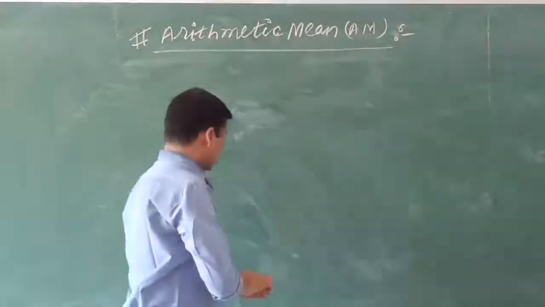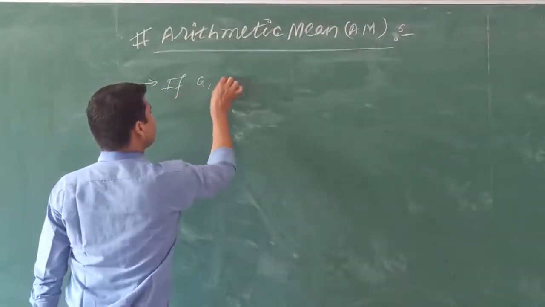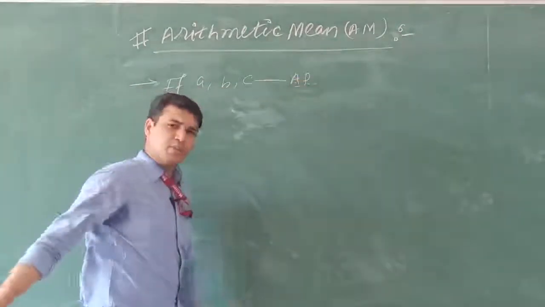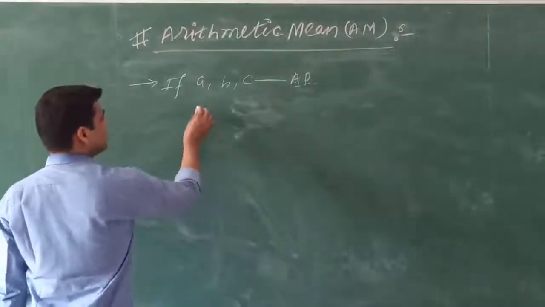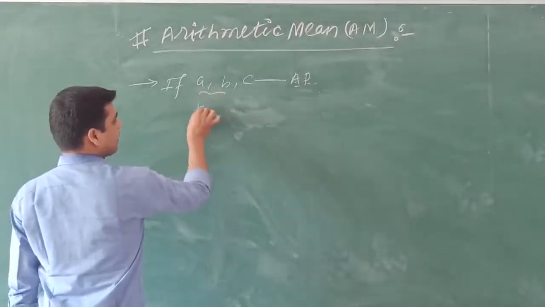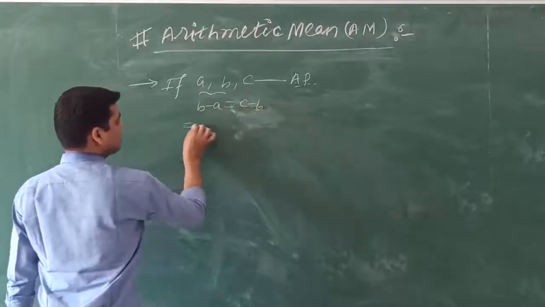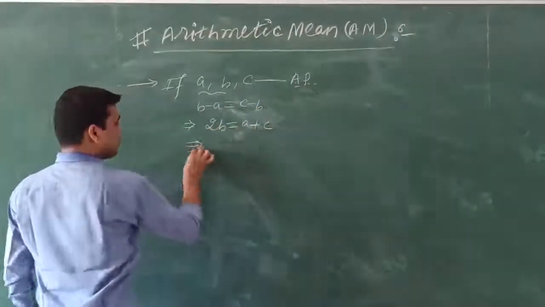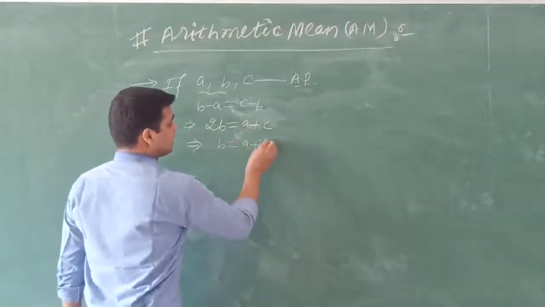See this. If A, B, C are in AP, so we know that 2 times the middle term equals the sum of first and last. So we can write in this way. See this, common difference should be the same. So the difference B minus A equals the difference C minus B. After solving this, we will get 2B equals A plus C. And if you divide by 2 both sides, you will get B equals (A plus C) by 2.